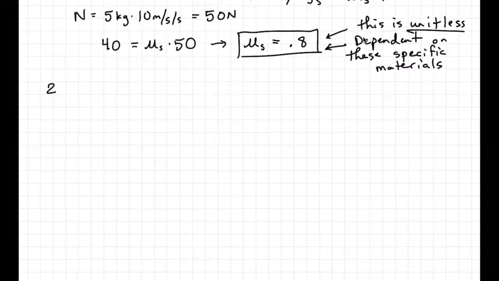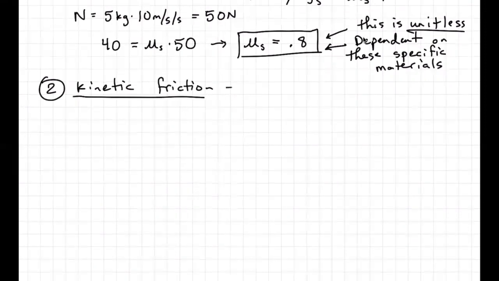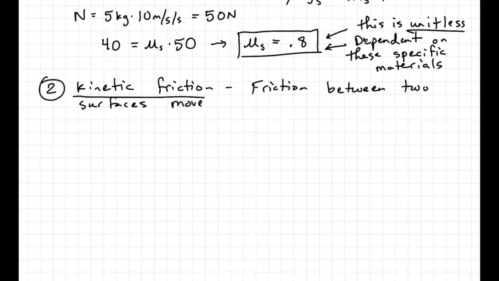So the second case for friction is kinetic friction. This is the friction between two surfaces that are moving relative to each other. So that is a block sliding on a tabletop, for example.